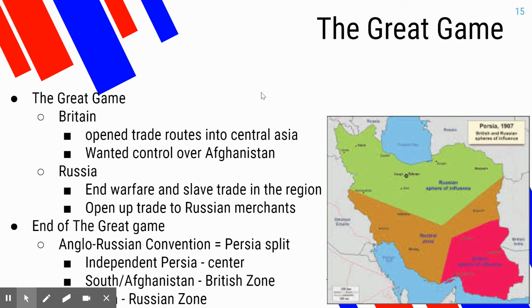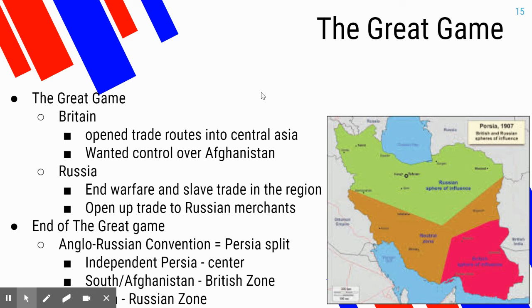So at the Anglo-Russian Convention, the agreement is to split Persia and Afghanistan. There will be an independent Persia in the center, which will act as a buffer between Russia and the British. The British would get the south, so it keeps the Russians away from India, and the Russians would get the north so that they can keep the British away from their homeland.